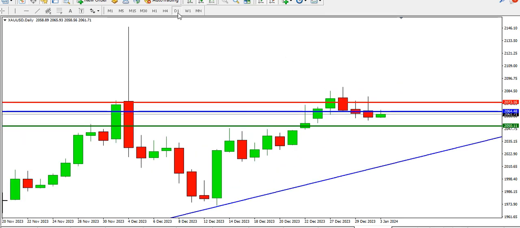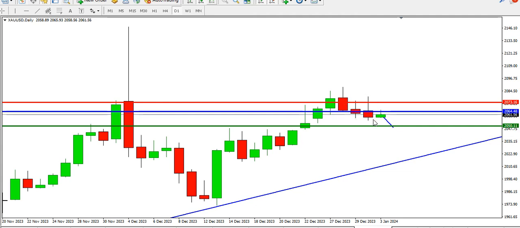Looking at the daily time frame, we have the daily pivot, and this blue line is the pivot line. This red line is the first resistance, and we can see that price is reacting below the pivot line. In as much as price continues to react below the pivot line, we might see some level of retracement down to the first support, which is the 2050.11 level.